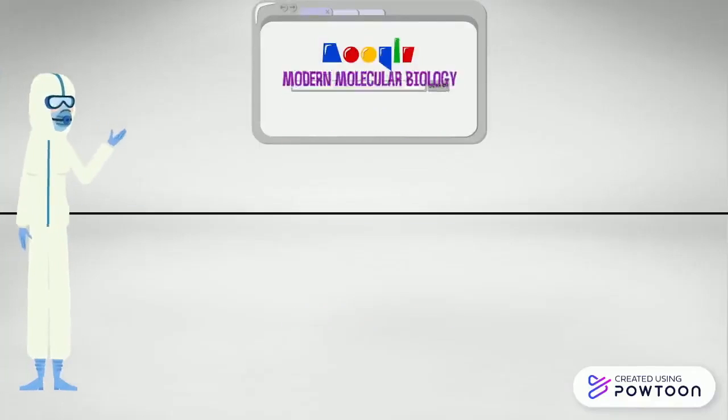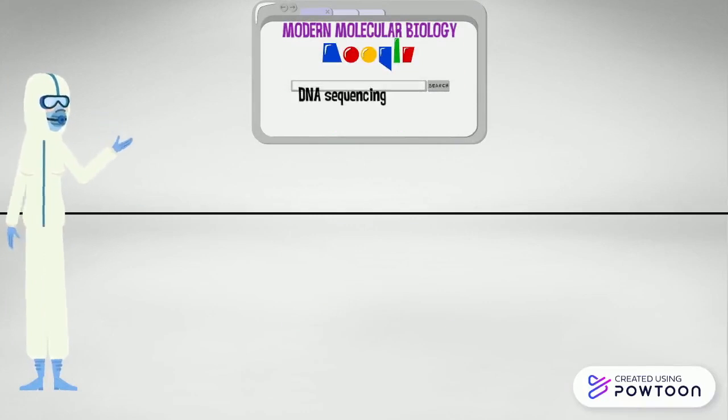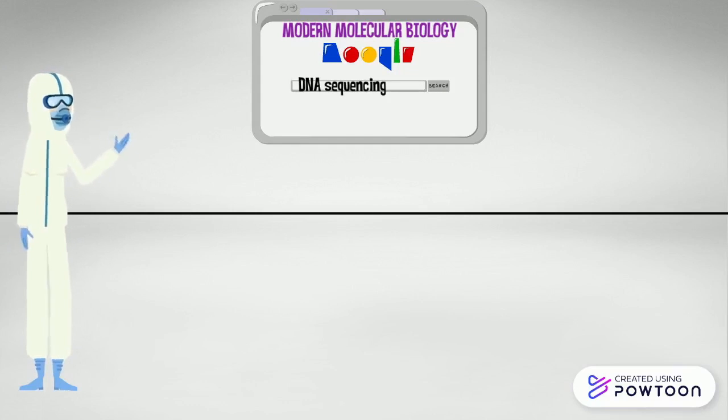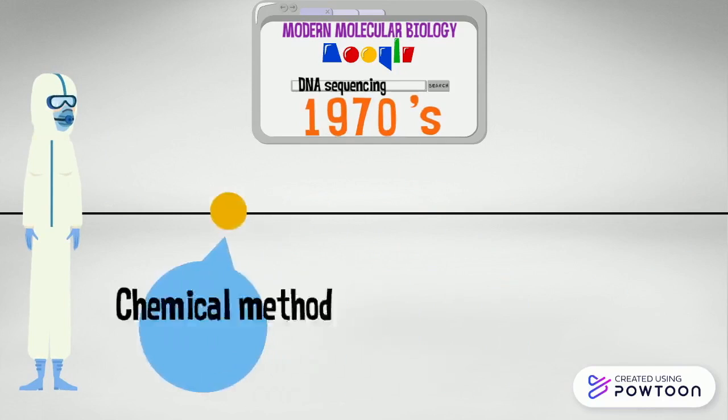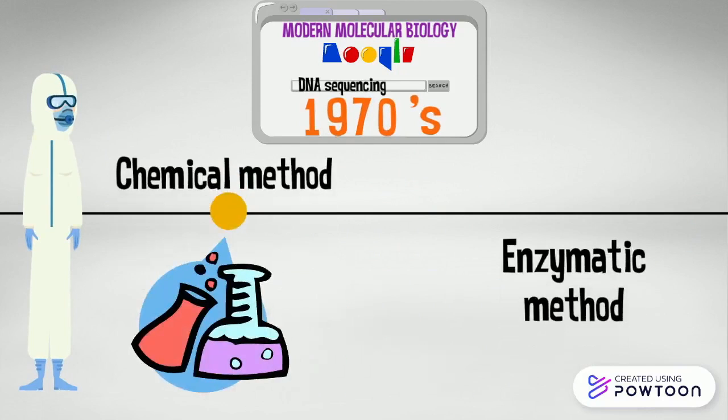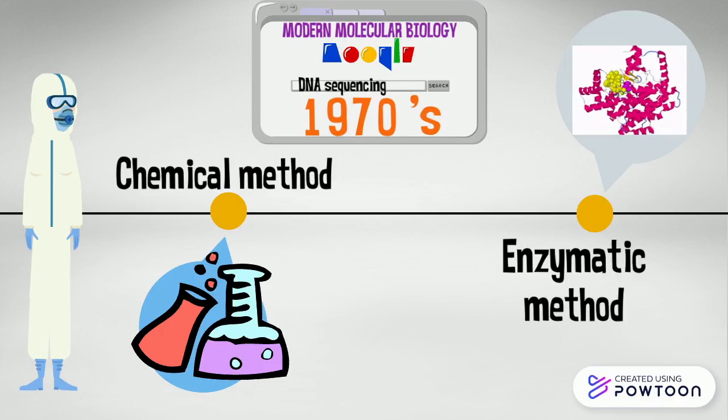In modern molecular biology, DNA sequencing, known as the ability to determine the sequence in DNA, is such an important part of this discipline. In the late 1970s, two rapid sequencing techniques were developed, the chemical and enzymatic methods, and now those revolutionized and improved techniques are used in laboratories worldwide.